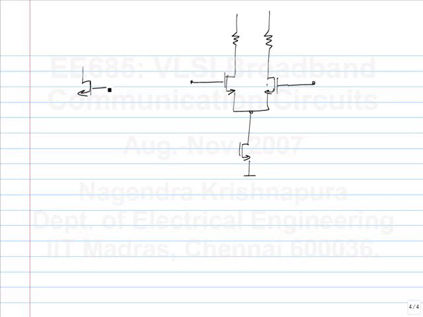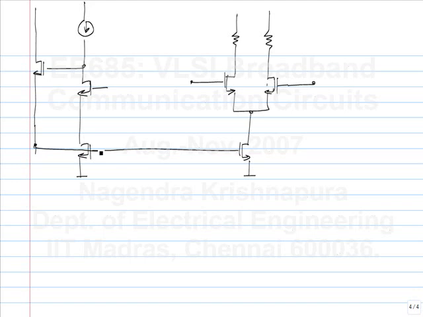This is the replica device and this is the bias device, and a certain current is supposed to go here. So one solution is to use an NMOS source follower. So this is, let's say, VCM plus VI by 2, VCM minus VI by 2, and this is VCM.